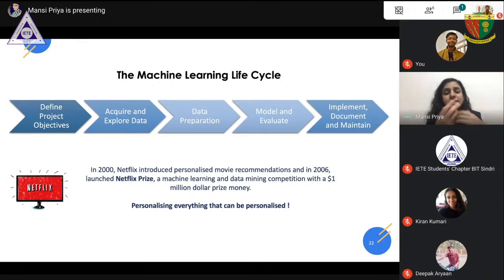In 2000, Netflix recognized the importance of giving personalized movie recommendations, and it started implementing them. And in 2006, Netflix launched a prize, a competition on machine learning and data mining, in which $1 million in prize money was given. In that competition there was a winner, and that particular recommendation model is still used in Netflix to date. So let us now get into the different steps.